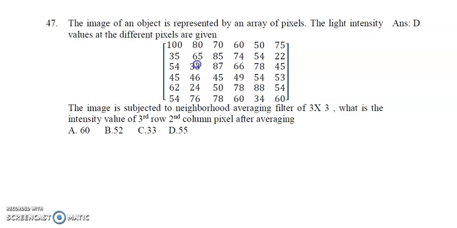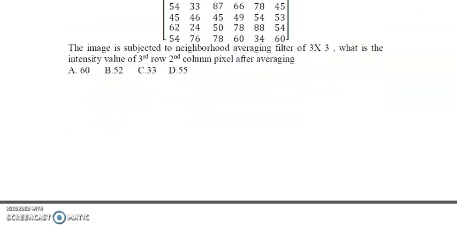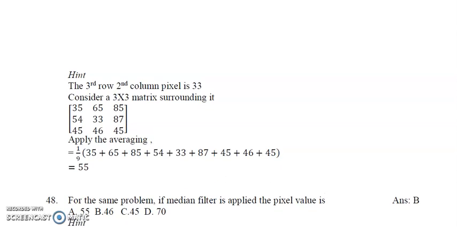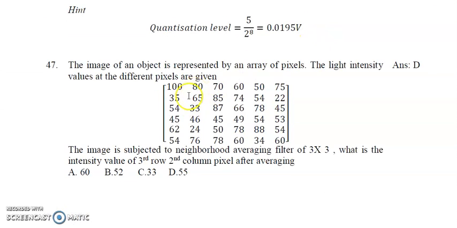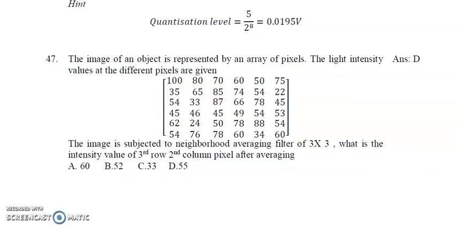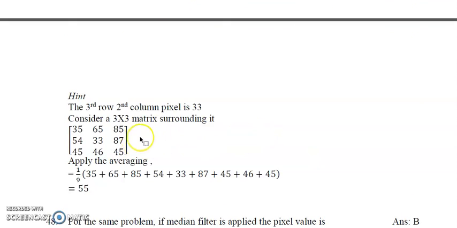So this is the third row, this is the second column. What is the intensity value after the 3 by 3 neighborhood averaging filter? So you can see here, I am taking all the elements, so it is a 3 by 3. So you can take 35, 65, 85, 54, 33, 87, 45, 46 and 45. The neighborhood 3 by 3 matrix. So this 33 is going to be in the center. That is for the averaging filter. So I have taken that surrounding matrix.